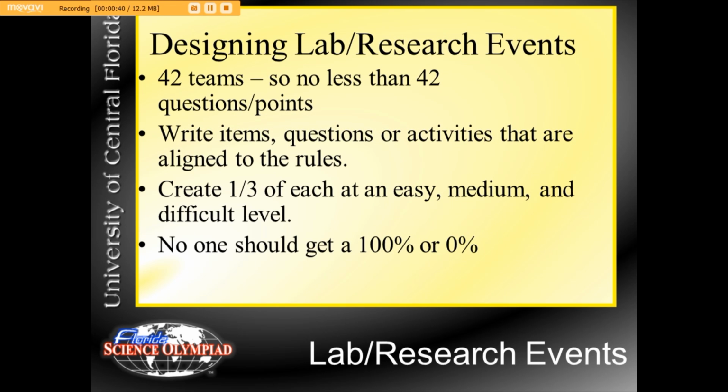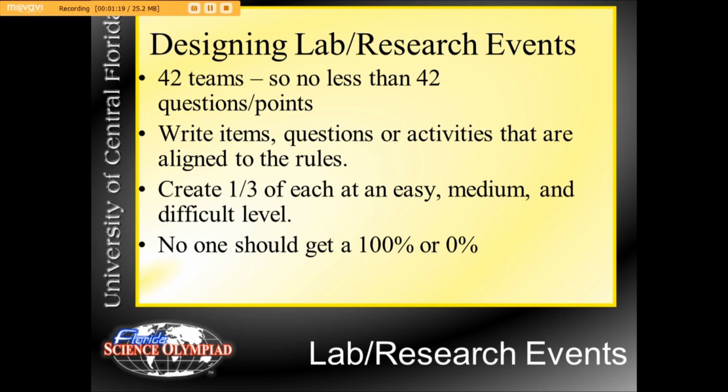So when you're designing your lab or research-based event, first of all, there are 42 teams competing in your division, which means that a test should absolutely not be less than 42 questions or 42 points, because then you automatically create ties, and you'll have to come up with a way to break those ties. So with 42 teams, I would at least recommend a 100-point question, test, or activity, and possibly even more. Make sure, again, that your items, questions, or activities are aligned to the rules. Make sure you've read those rules and that you don't deviate from them.